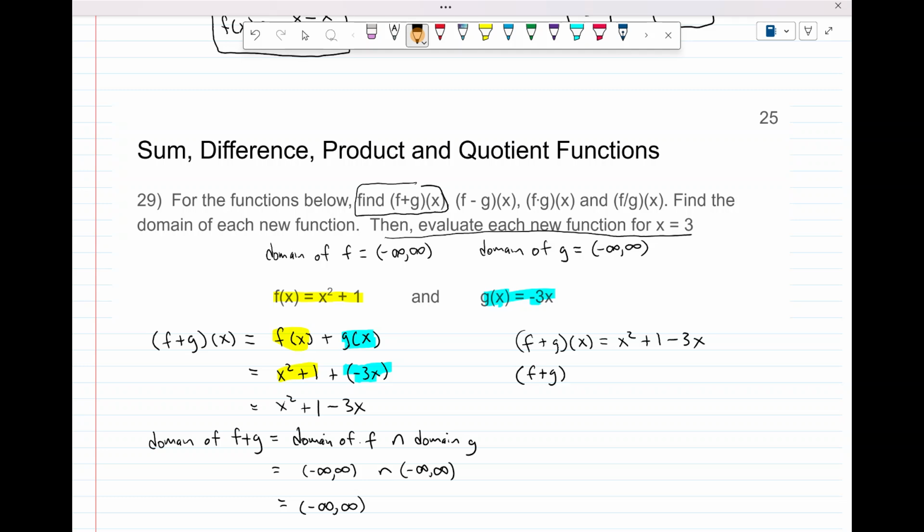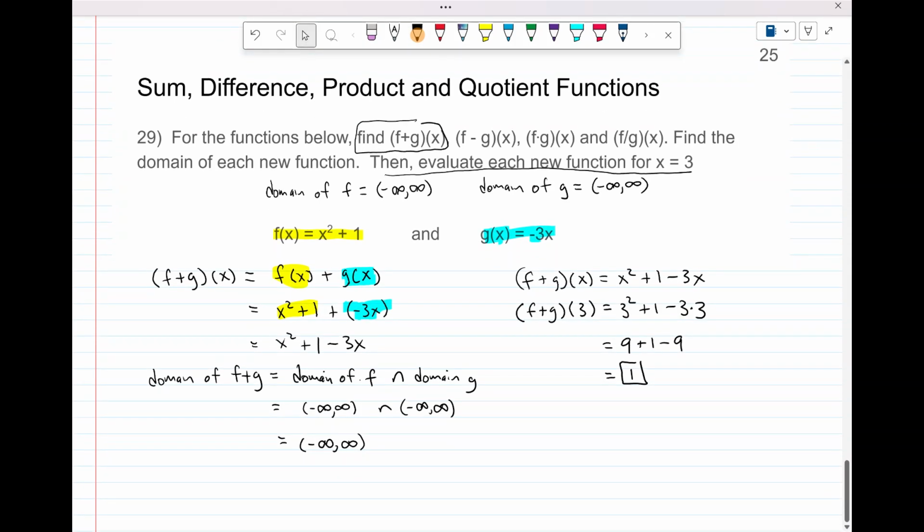And I'm going to plug in 3 for x. So everywhere I see an x, I'm going to replace it with the 3. And this is going to be 3 squared is 9, plus 1, and negative 3 times 3 is negative 9. And 9 plus 1 minus 9 is just 1. And we are done.